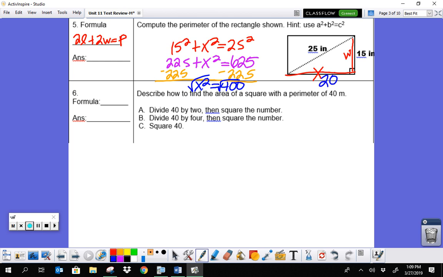So now if I want to do 2 times my length, 2 times 20 and 2 times 15, that would be 40 plus 30, or you can just write them all in and add them all up, but you would get a perimeter of 70.